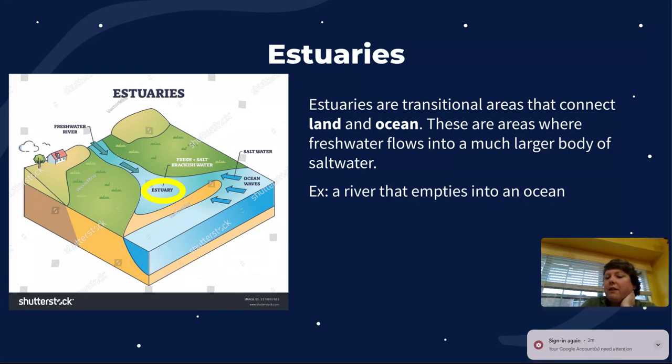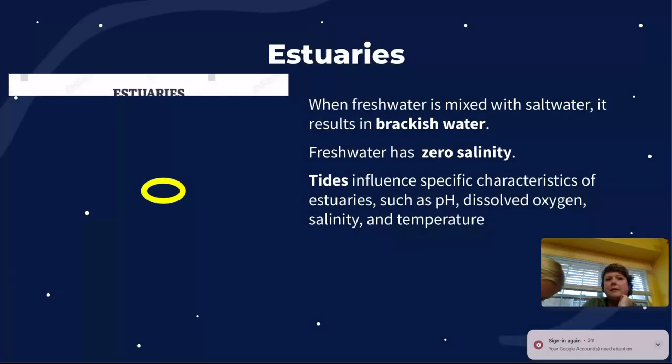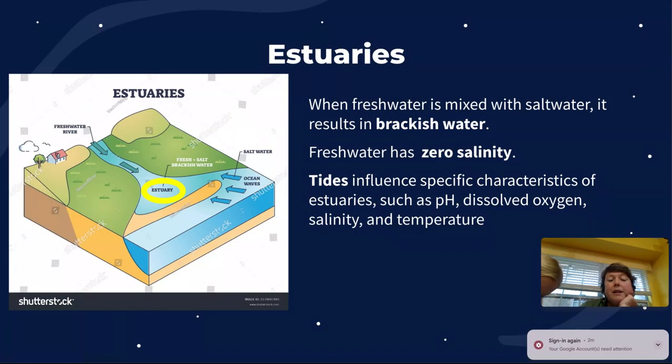Okay, estuaries are transitional areas that connect land and ocean. We have a lot of them in Texas, and they're areas where fresh water flows into a much larger body of salt water. So it's brackish water, right? That's what we call fresh and salt water when they mix together. When fresh water is mixed with salt water, it results in brackish water. Fresh water has zero salinity.